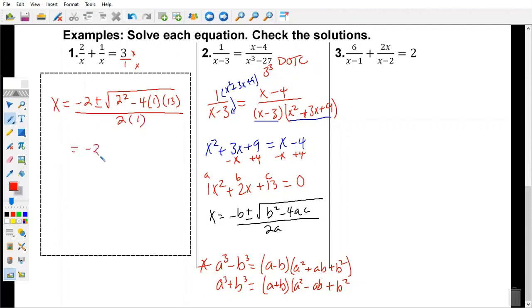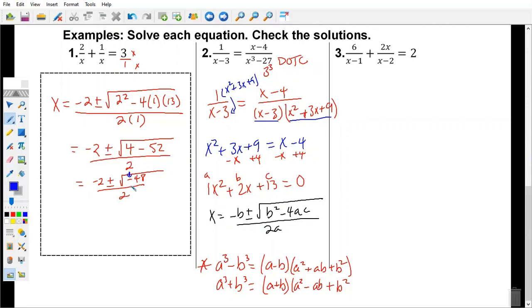So we have negative 2 plus or minus the square root of 4 minus, and 13 times 4 is going to give us 52, all over 2. So this equals negative 2 plus or minus the square root. 4 minus 52 gives us negative 48 over 2. Okay, we've talked about this before. Oh no, we have a negative. So that means that there is no real solution for this. It's going to be an imaginary solution. In order for this to be true, it would have to be an imaginary solution.